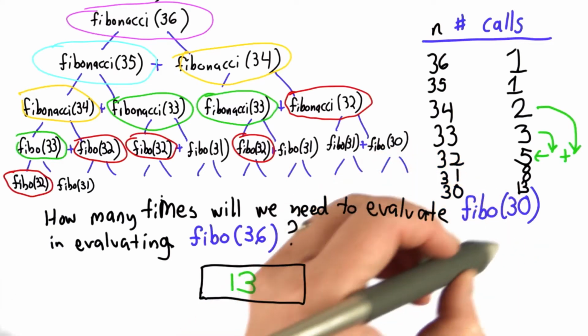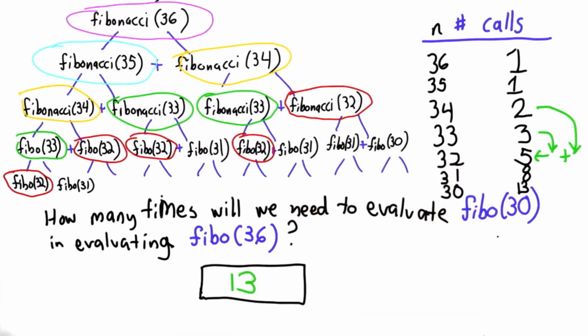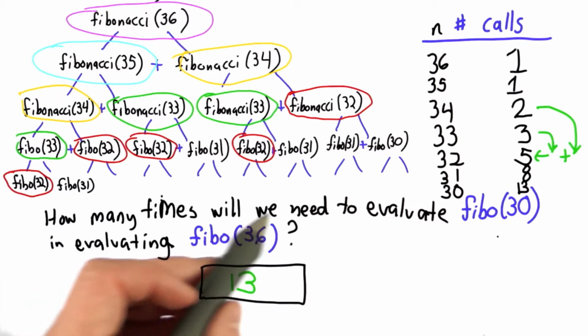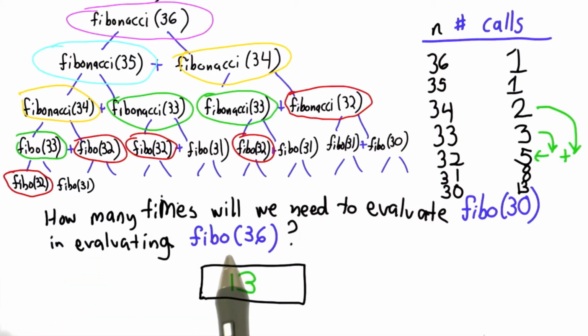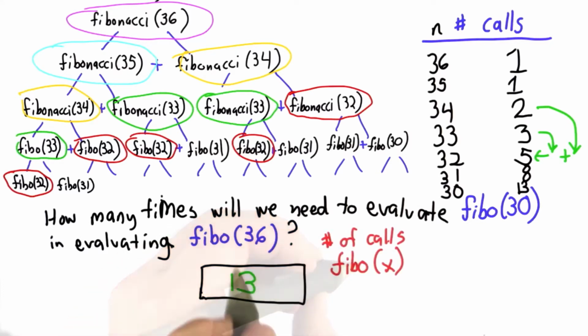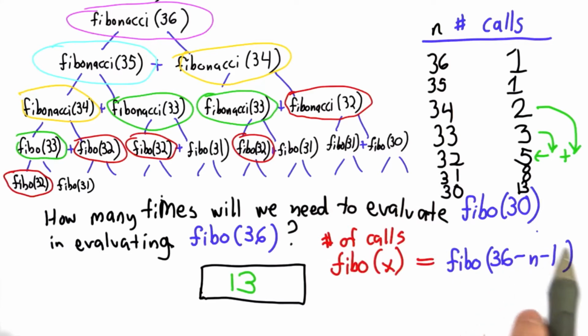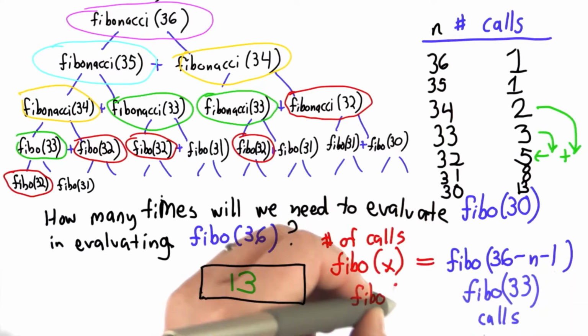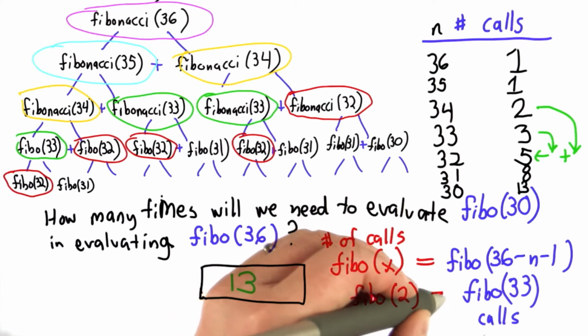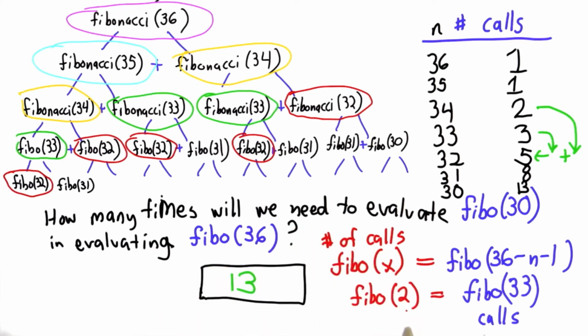And this will keep going. These numbers will get quite big very fast. And the number of calls that we need every time we evaluate Fibbo 36. So to evaluate the number of calls when we started with 36, that's going to be the result of Fibbo of 36 minus n minus 1. So the number of calls we'll need to Fibbo 2 in evaluating Fibbo 36 will be Fibbo 33 call.